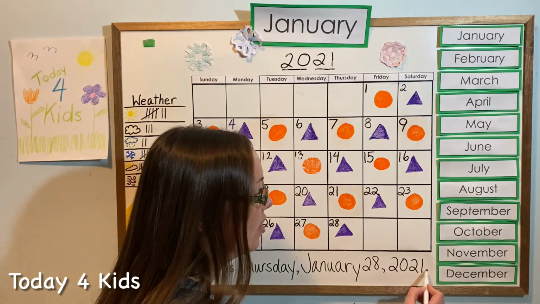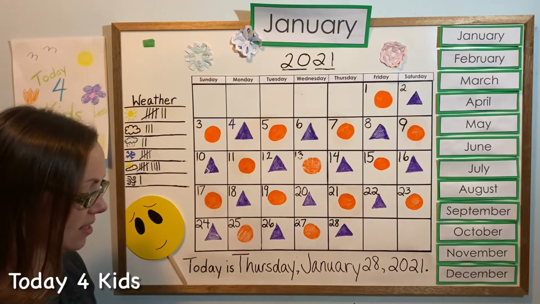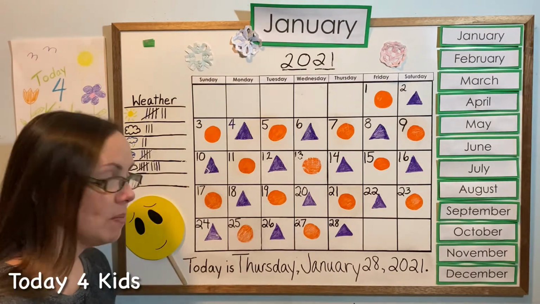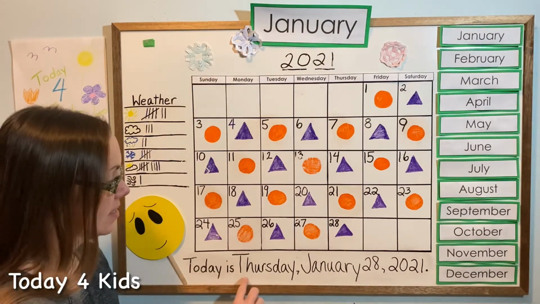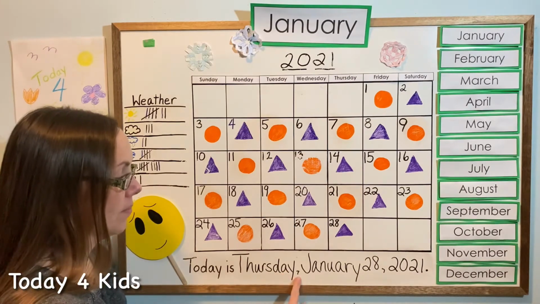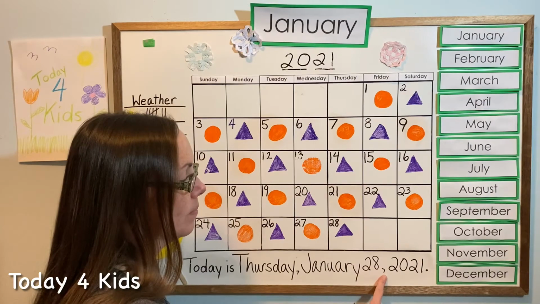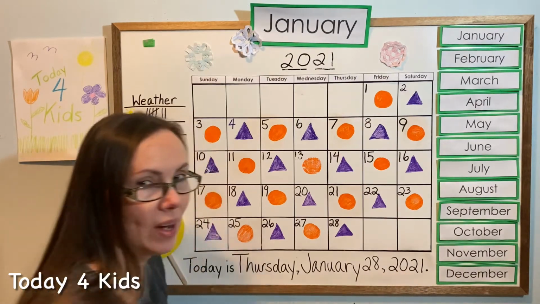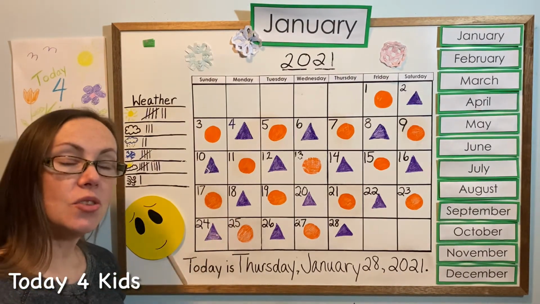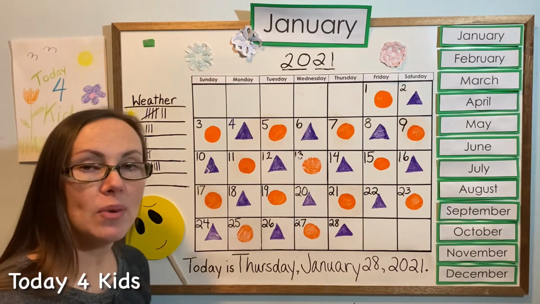2021. And then a period because now that is the end of our sentence. Can you say the sentence together with me? Today is Thursday, January 28th, 2021. Good job.